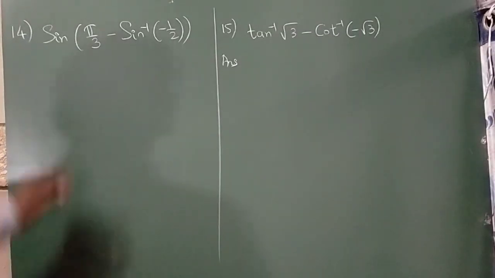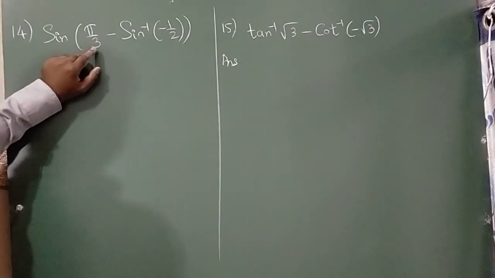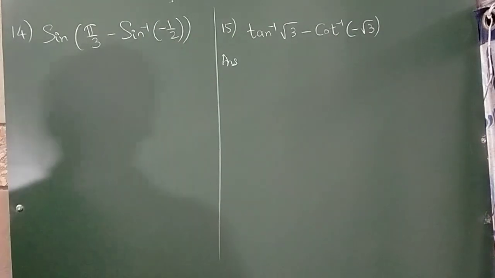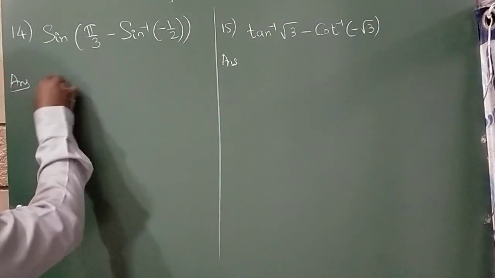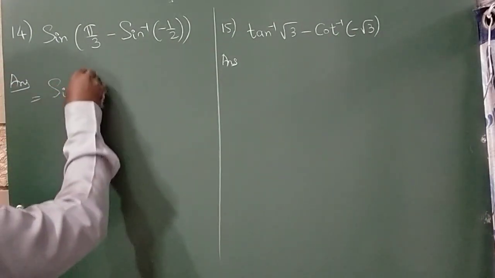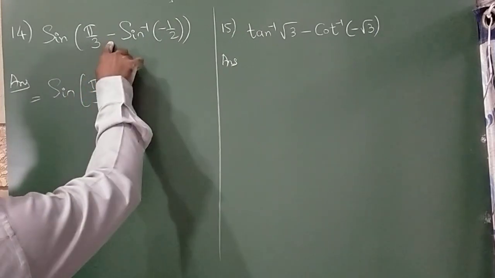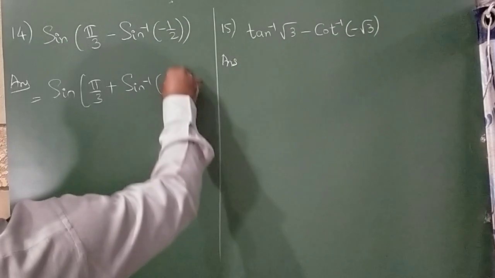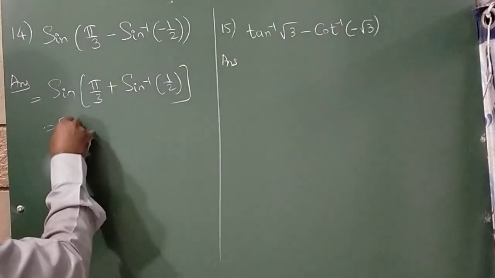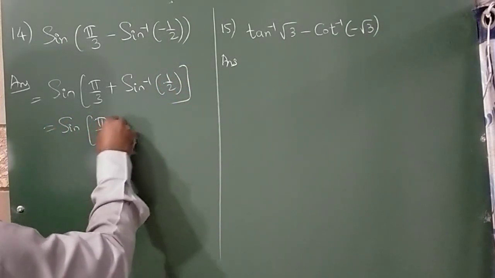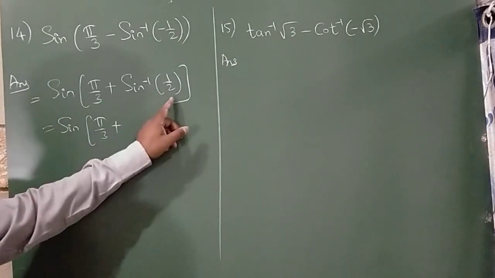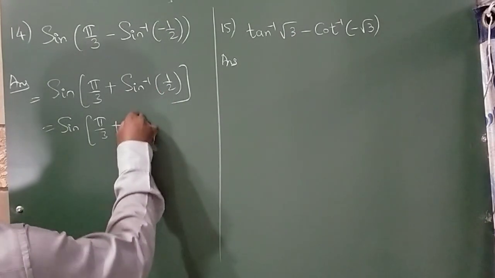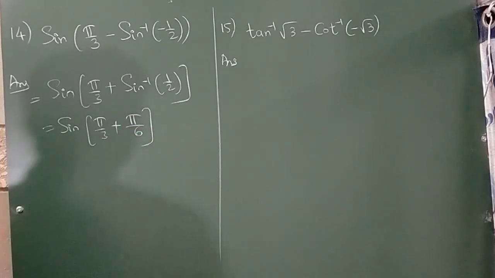Now next question. Sine pi upon 3 minus sine inverse of minus pi by 2. Okay. Sine pi by 3. This minus will become plus sine inverse 1 upon 2. Sine pi by 3 plus sine inverse of 1 by 2 is 30 degree. 30 degree means it is pi by 6.